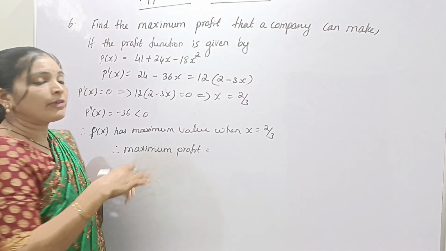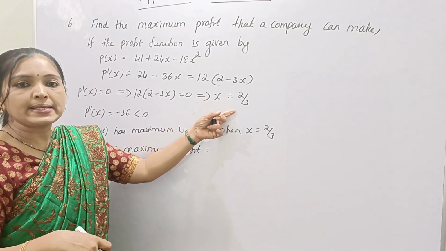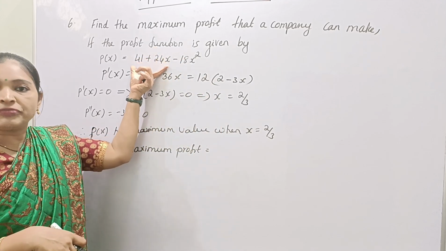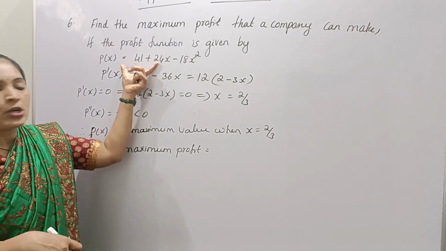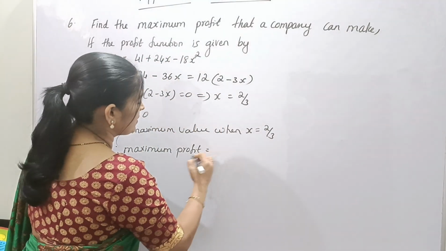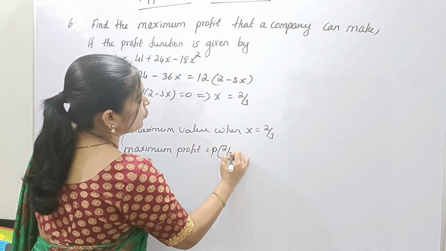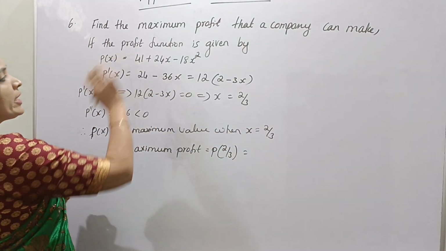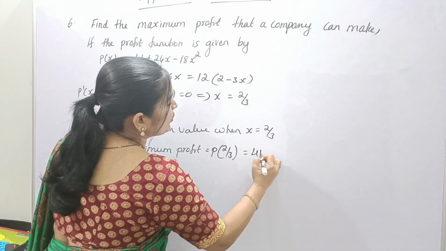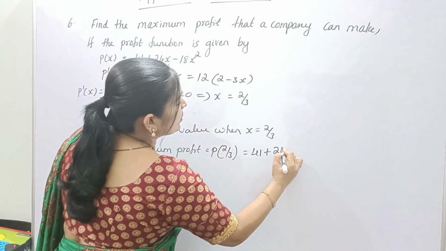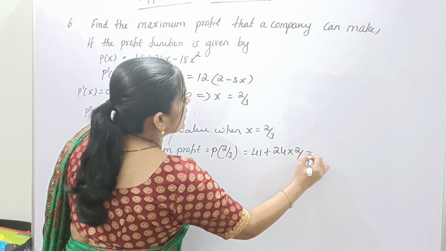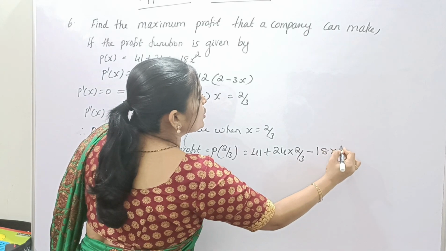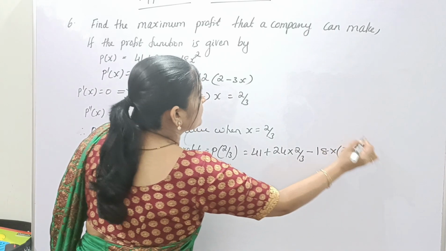So how to find the maximum value of the function? Substitute x is equal to 2 by 3 in the given function, right? That is p of x. So p of 2 by 3. P of 2 by 3 is equal to, substitute x is equal to 2 by 3, 41 plus 24 into 2 by 3 minus 18 into 2 by 3 square.